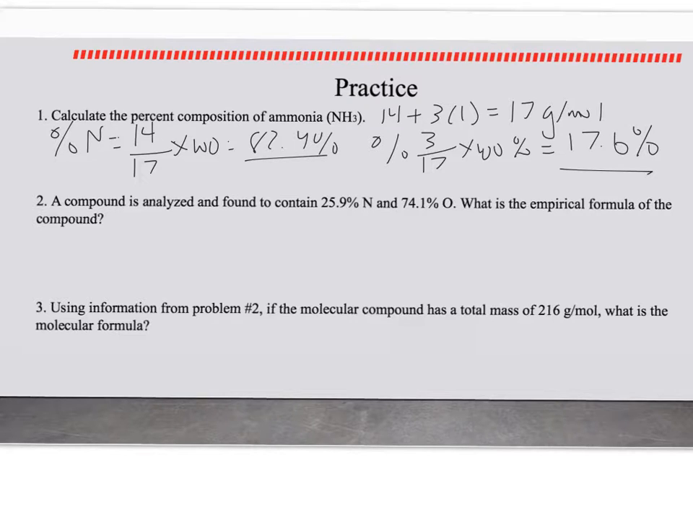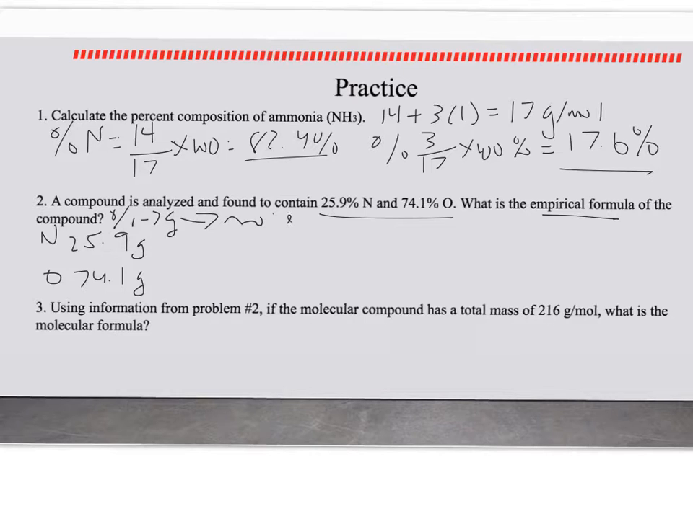For number 2, a compound is analyzed to contain 25.9% nitrogen and 74.1% oxygen. What is the empirical formula? Well, we have to first convert percentage to grams, so we're going to assume 100 grams. These two numbers add up to 100, so I can efficiently do that. So for nitrogen, I have 25.9 grams, and for oxygen, we have 74.1 grams. So I did that first step.